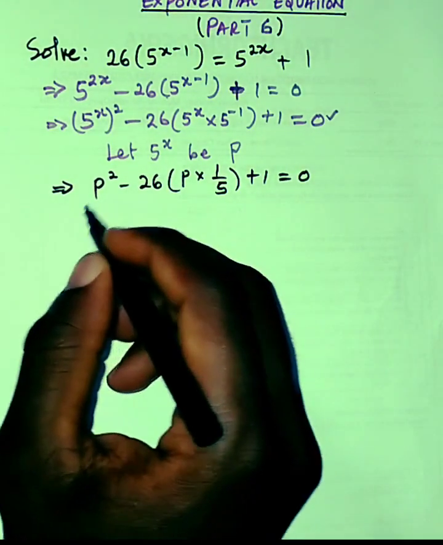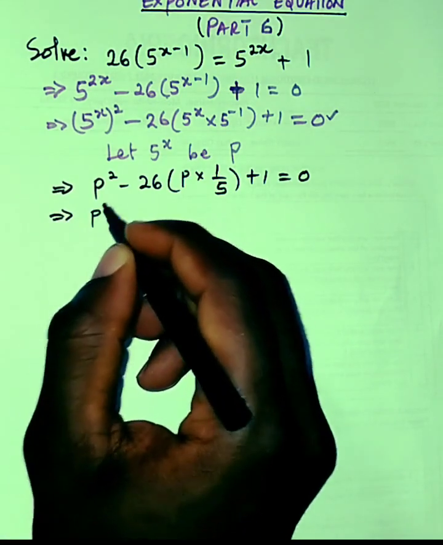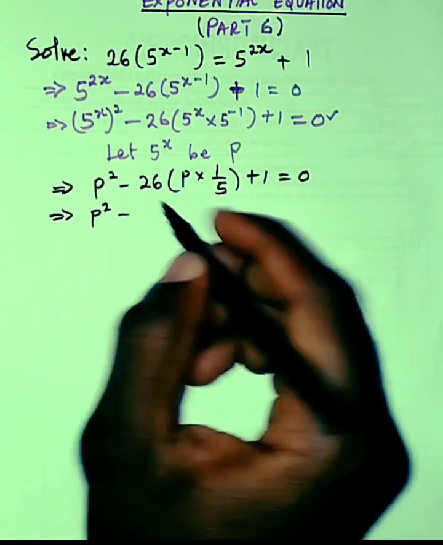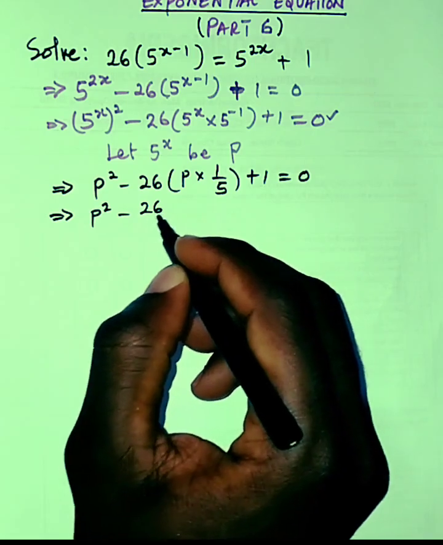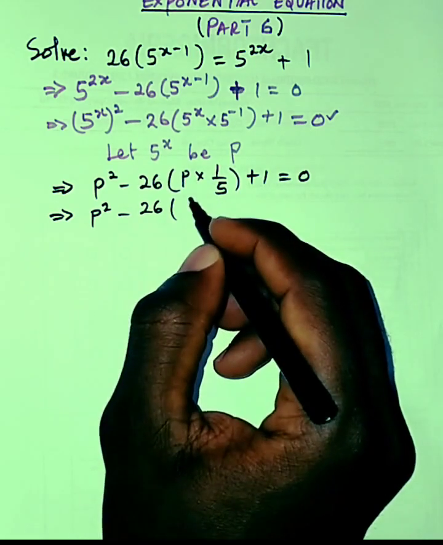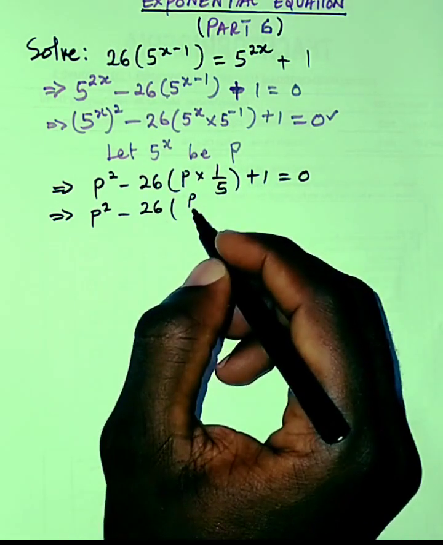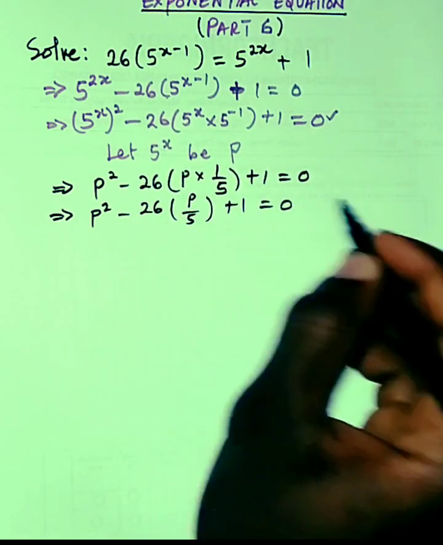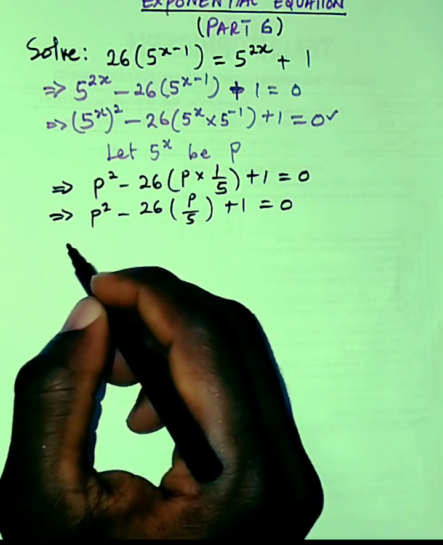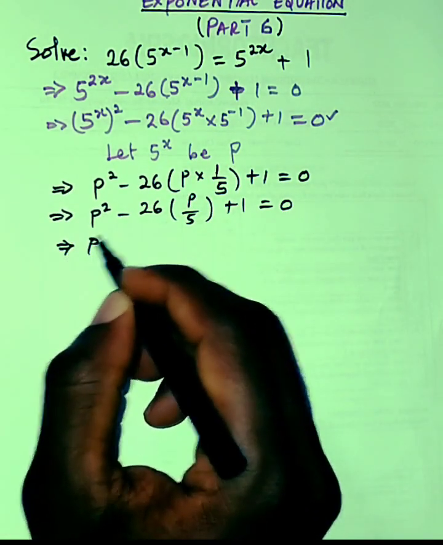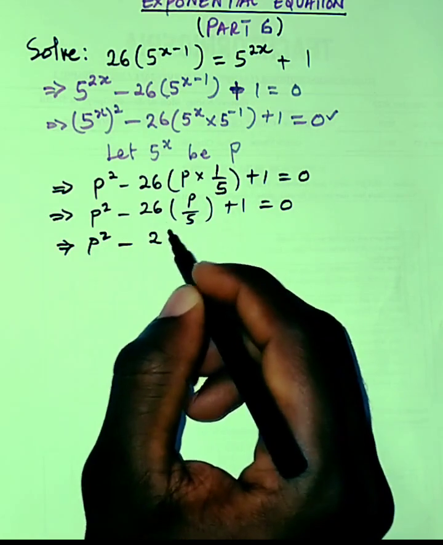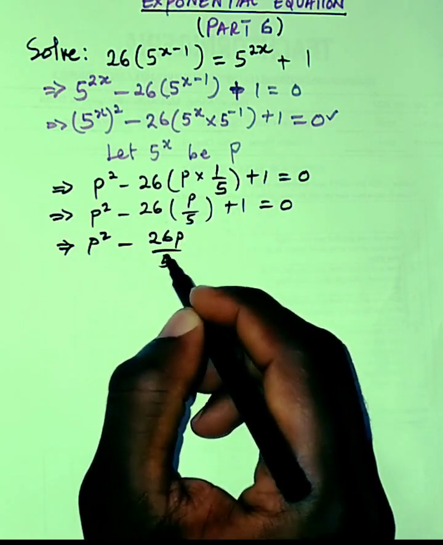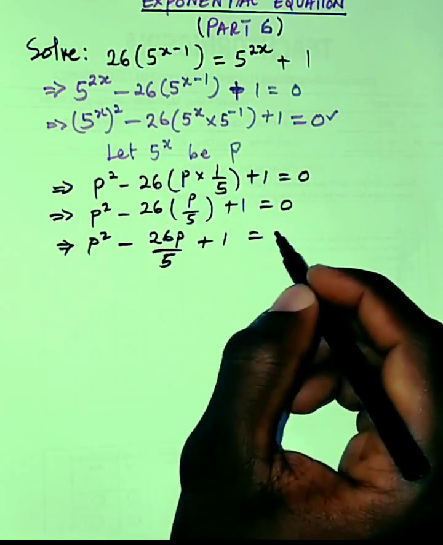We can try to simplify this further. We are going to have 26 into bracket p times 1 is p, so we have p over 5, then plus 1 equals 0. So now we have p squared minus 26p over 5, then plus 1 equals 0.